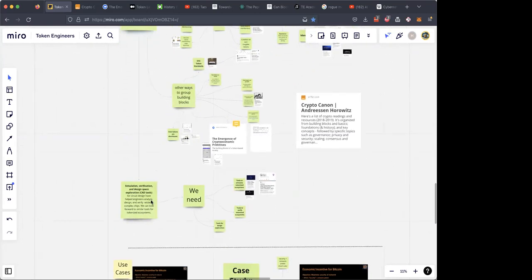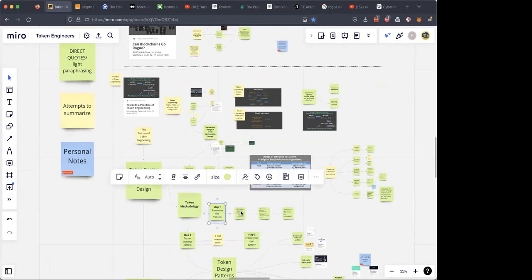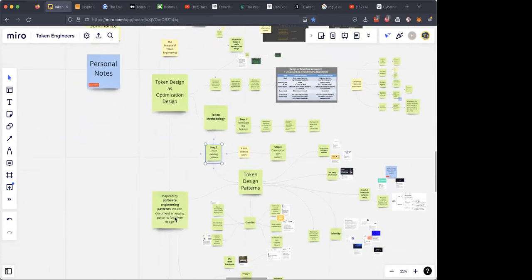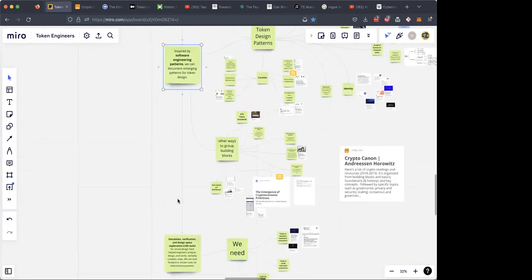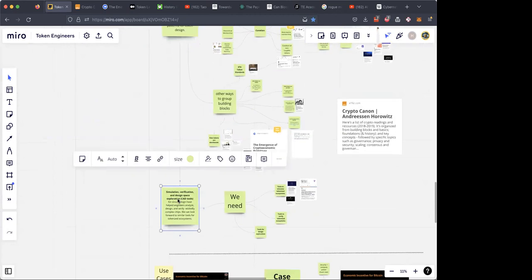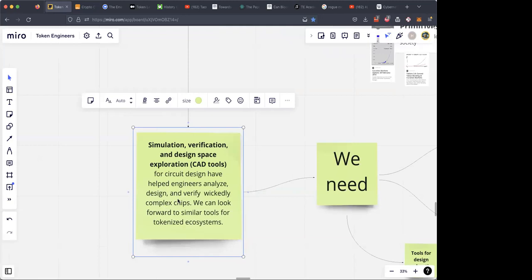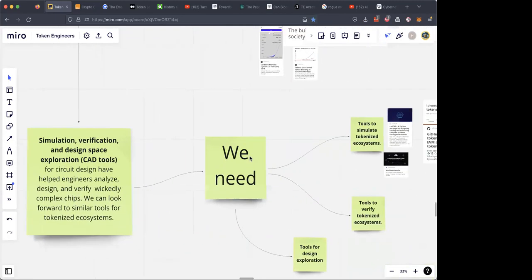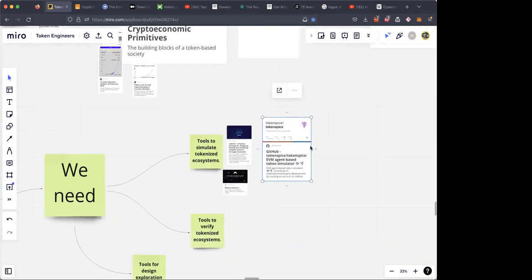And the final thing he says, okay, so he started with token design as optimization design. So we've got to formulate the problem as objectives and constraints, and then try different solvers, which are just design patterns that we use. And then the final thing, once you do that, you simulate your system and see if the thing that you built does the thing that you want. So we need things to simulate the system, and that's where things like token spice come in.